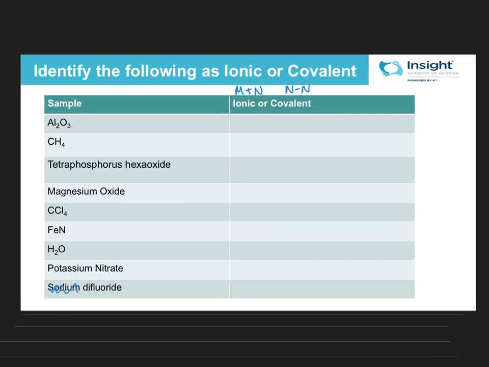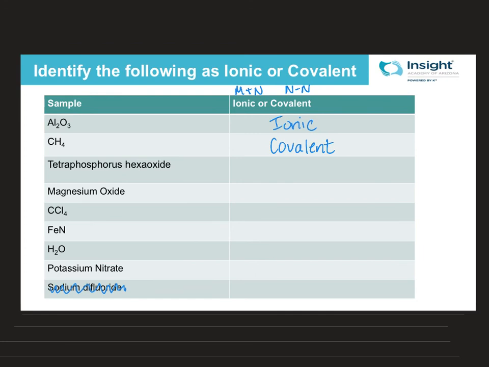And I still haven't fixed this. That's not a real compound. Sorry. All right, so Al2O3, that's aluminum and oxygen. That has a metal and a nonmetal. So that's ionic. CH4, also known as methane. Carbon and hydrogen, both nonmetals. These are things that you can look up on your periodic table. So that's covalent.